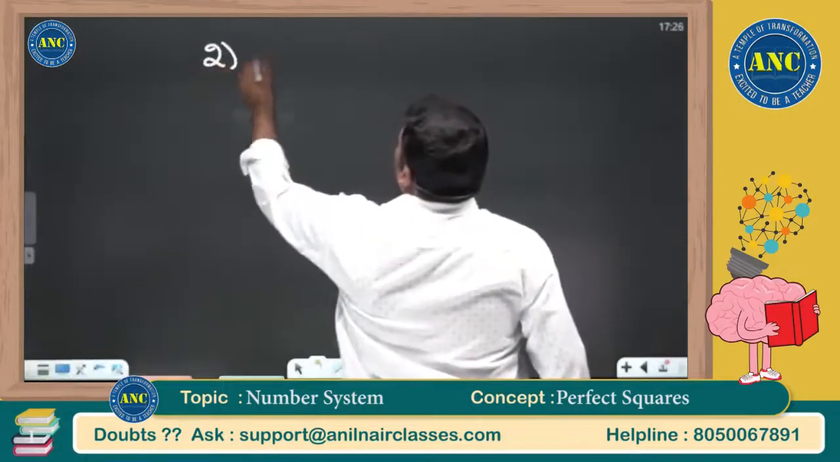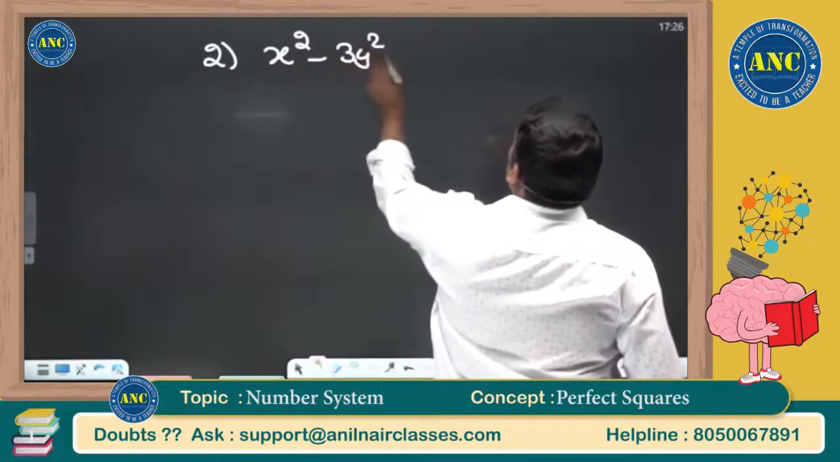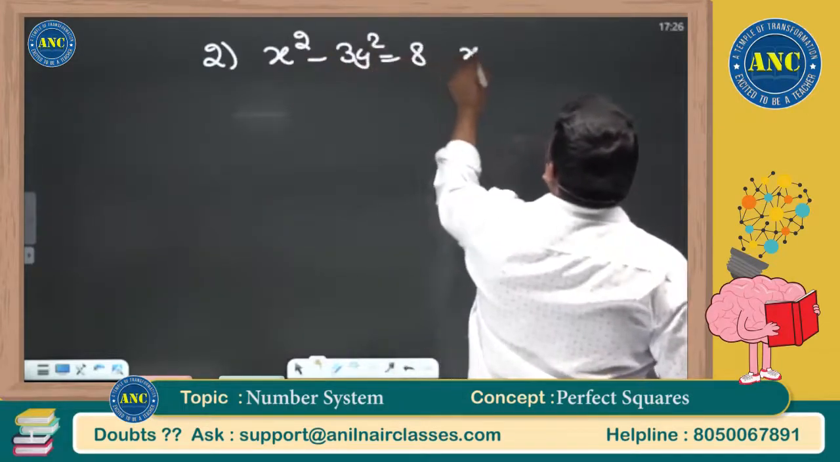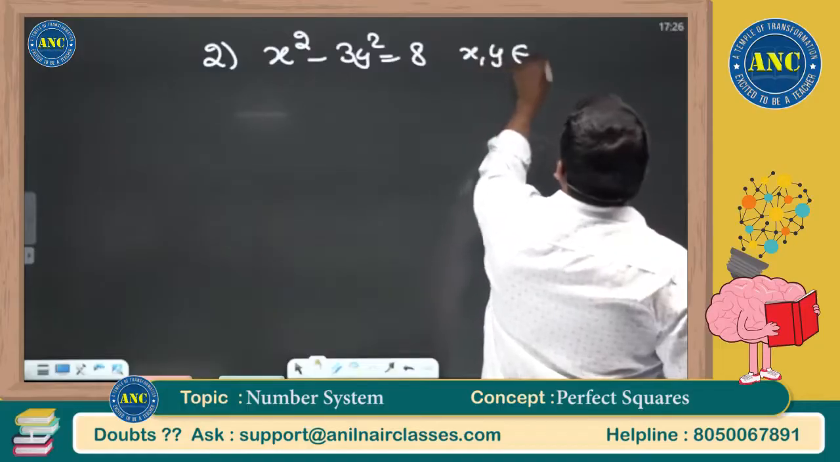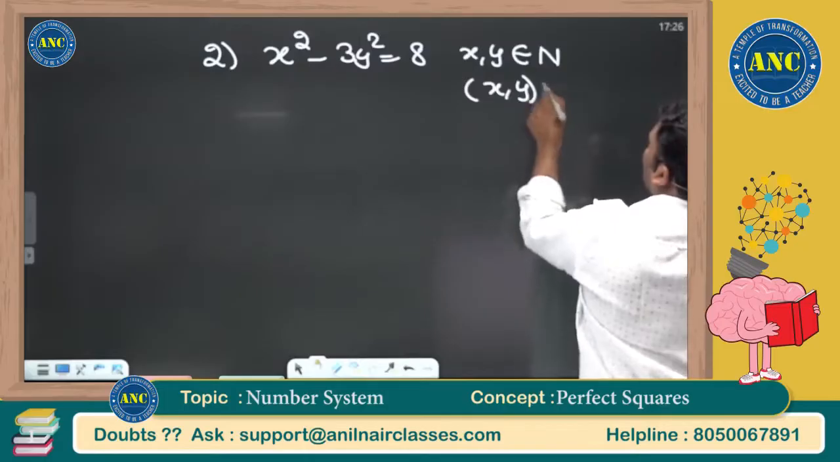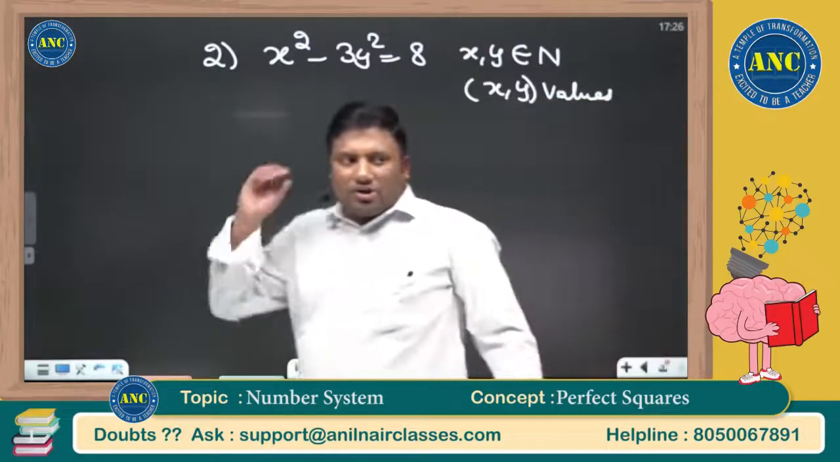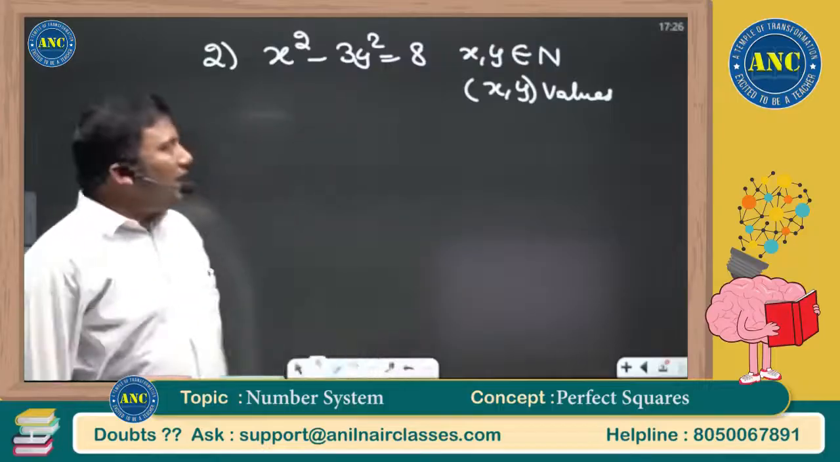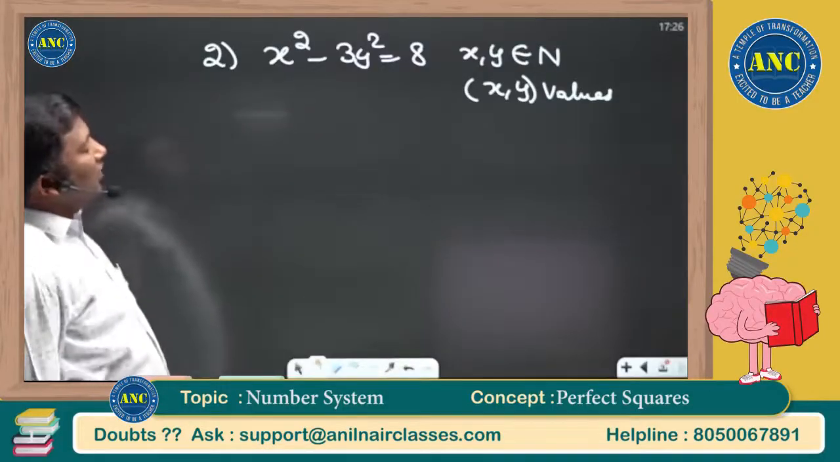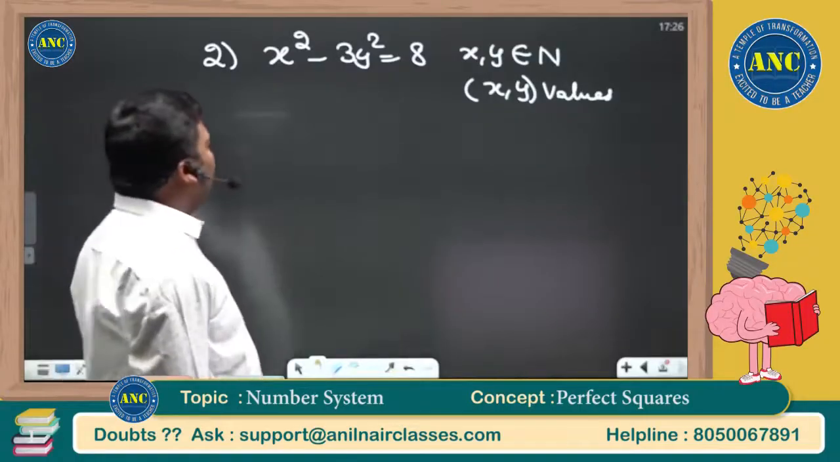The question is x square. This is how I prepare the mock questions. X square minus 3y square equivalent to 8. X and y are natural numbers. How many values will x and y take? Please write down the next question. X square minus 3y square equivalent to 8. X and y are natural numbers. How many values will x and y take?